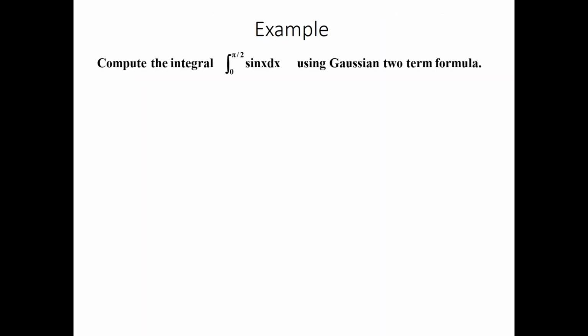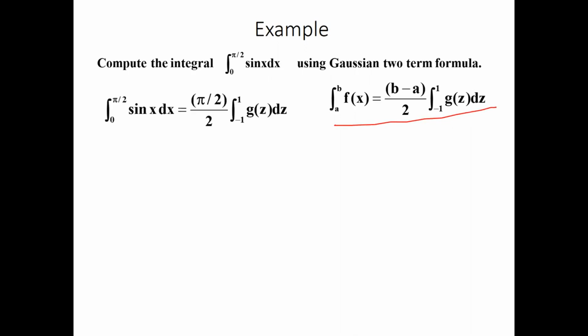Now let's do one example. We have to integrate 0 to pi by 2 sin x dx. So here the limits are: small a is 0, small b is pi by 2, and f(x) is sin x dx. Here n is 2 because a 2-term formula means n is equal to 2. So we write here C is this, the standard which we got, and we put (b minus a) by 2 is (pi by 2 minus 0) by 2, and this form is here.